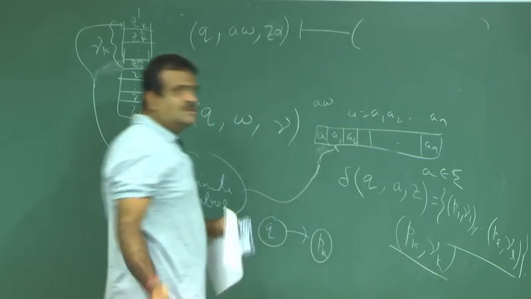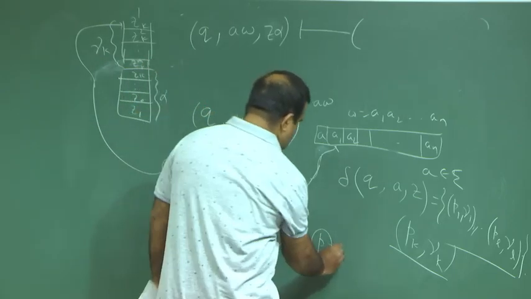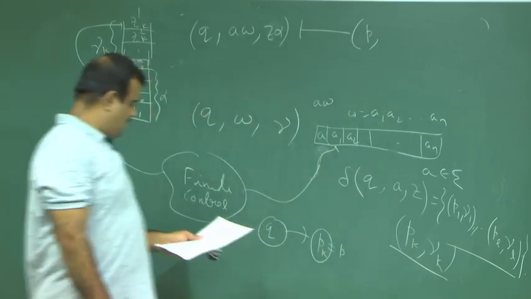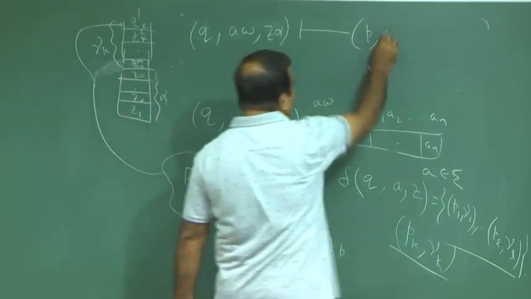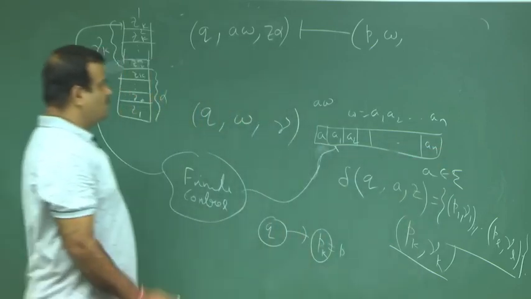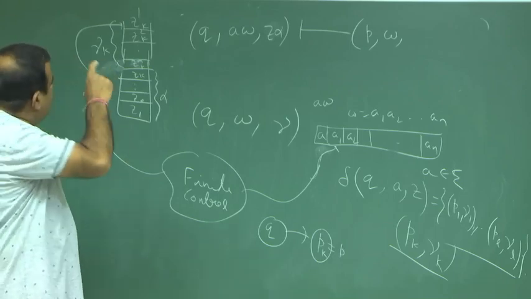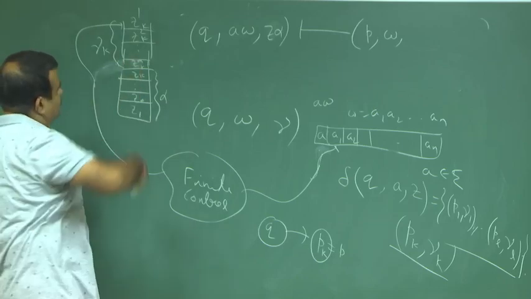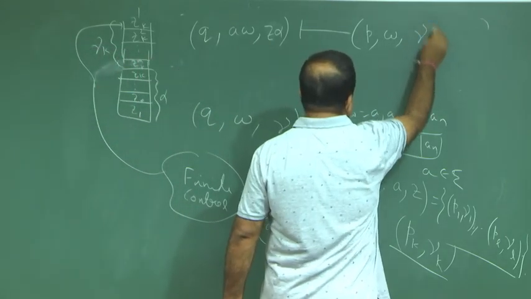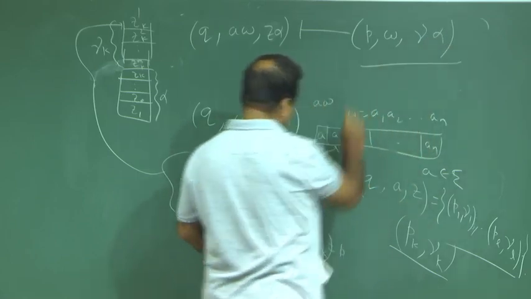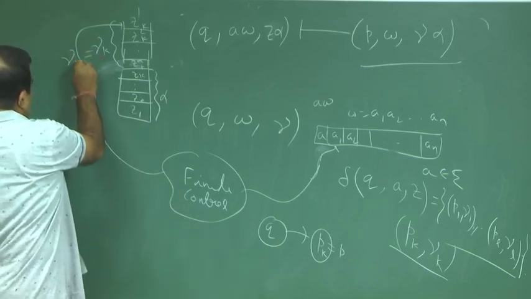Now the current position is, this is a snapshot, ID means the snapshot. Currently it is going to say P, P is the current state. We have already read A, now we have to read W, which is this string. This is the position of the tape. And then what is the position of this stack? Instead of Z, we have added this, so basically some gamma and alpha. This gamma is nothing but this gamma_k.